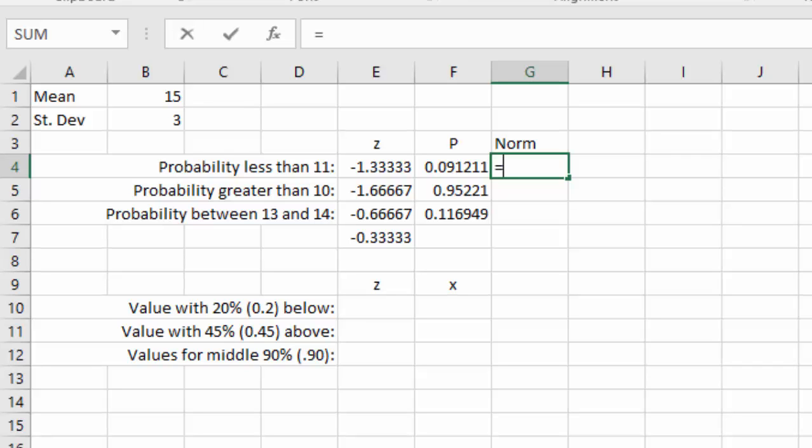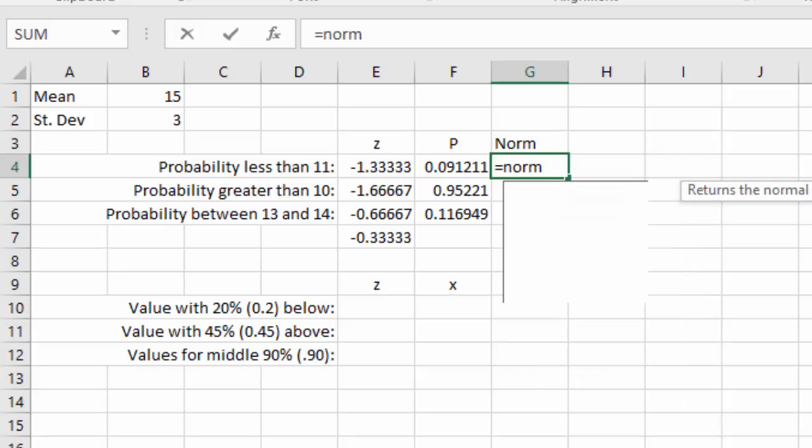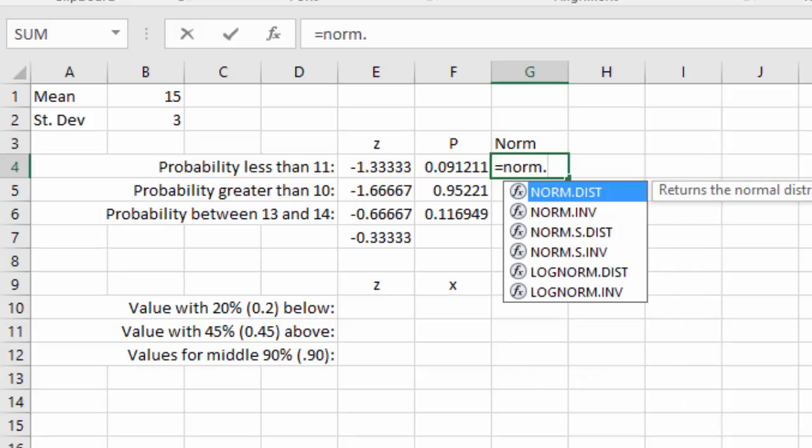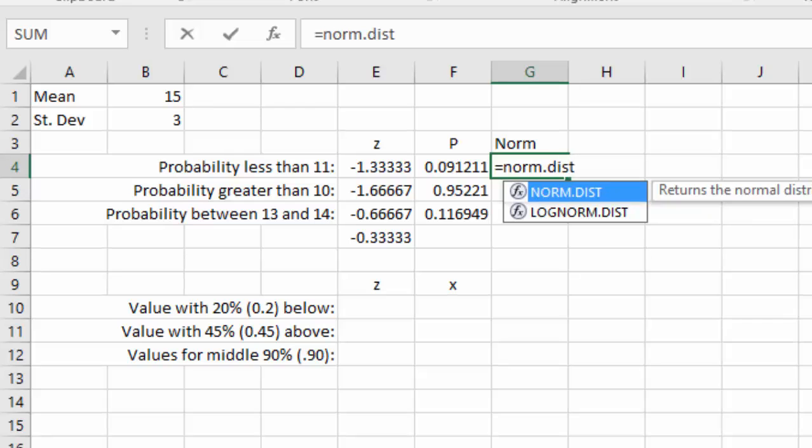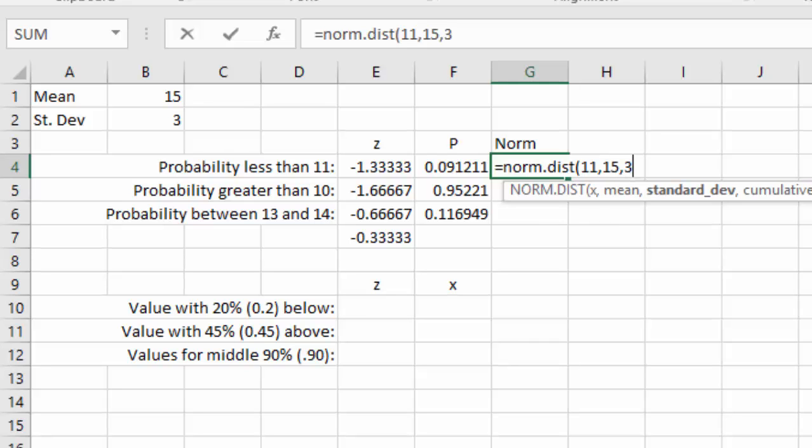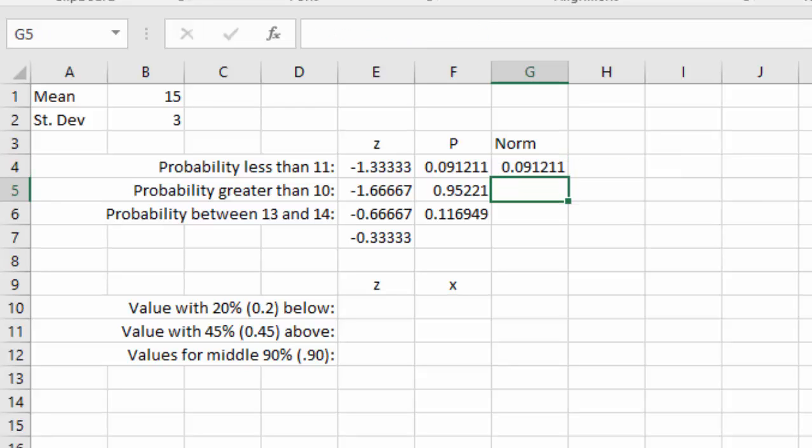So to be less than 11, we'll hit equals norm dot, and instead of s for standard, we're just going to do dist. There's going to be more things for us to type in. First, the x value. We're looking at less than 11, comma, the mean, which we know is 15, comma, the standard deviation, which is 3, comma, and then we always type in true at the end. And you see we get the exact same probability.